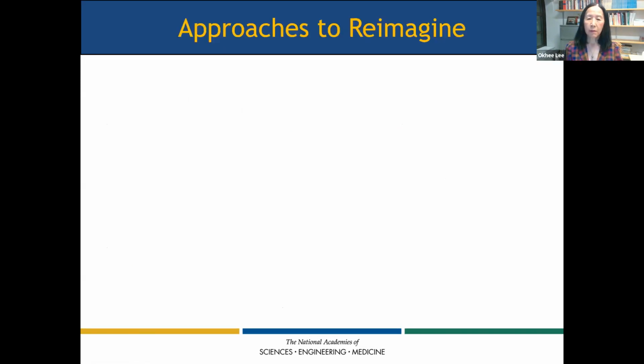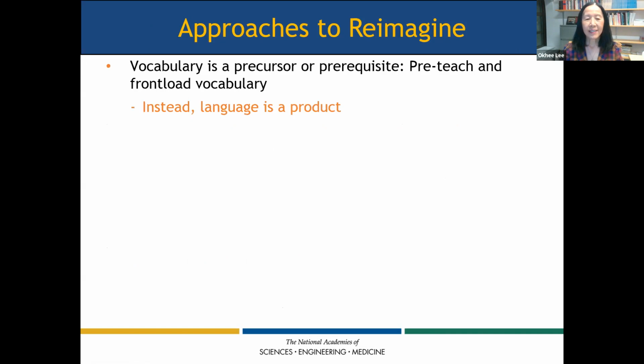Then let's think about the approaches to reimagine work with English learners in content areas. And this is again before and after, traditional thinking and contemporary thinking. And I hope that you're going to nod and smile. That is my expectation. Here we go. Traditionally, we thought of vocabulary as a precursor, a prerequisite. So we do front-loading and pre-teaching.